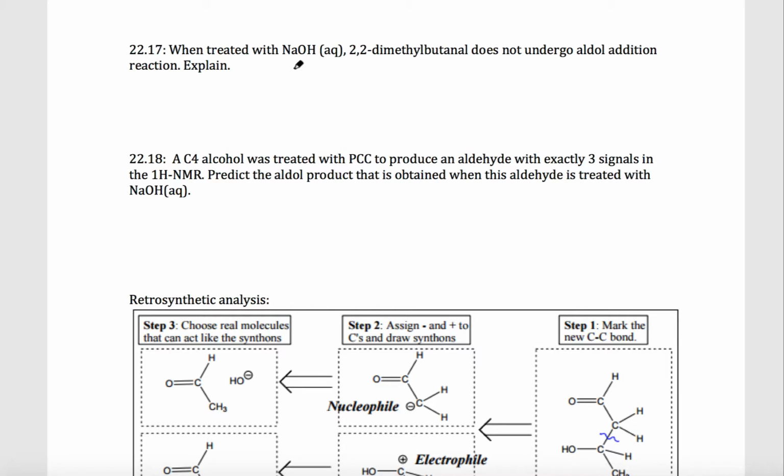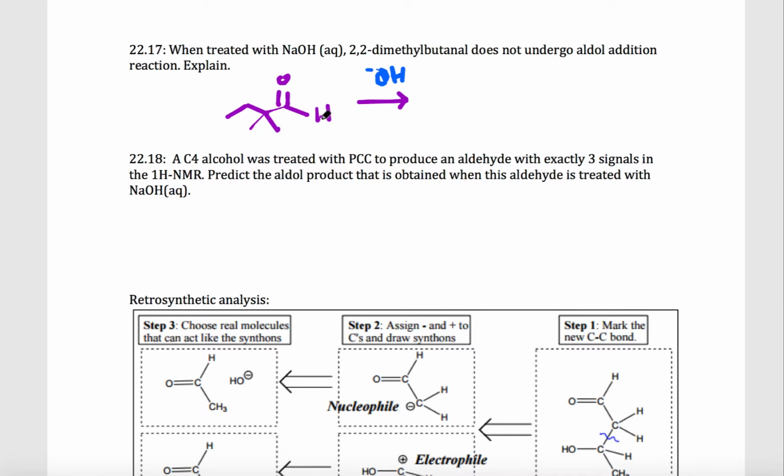So a couple of questions for you to think about. Number one, when we're treating 2,2-dimethylbutanol with NaOH, we don't see an aldol reaction. So why is that? Our first step is we take NaOH and we attack an alpha hydrogen and we make the enolate. And do you guys see the problem with that in this molecule? There is no alpha hydrogen. These are methyl groups. So there is no way to make the enolate.